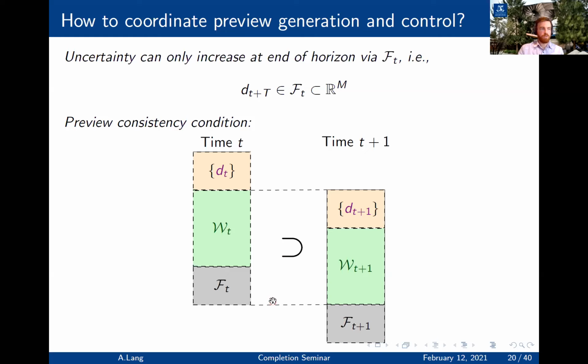And this is also consistent with the fact that at the start of this preview set, all the uncertainty is resolved by virtue of actually having a measurement of the current disturbance. And since this disturbance measurement only reveals itself at each instance, it also motivates the need to have these sets WT constructed recursively.